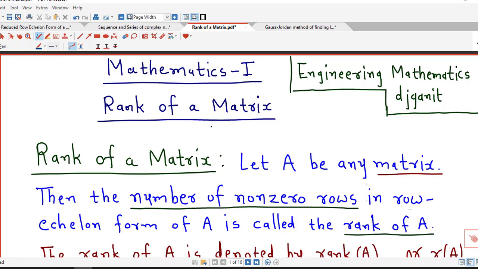In this lecture we are going to discuss the rank of a matrix. First we will define what the rank of a matrix is, and then we will see how to find the rank of the matrix using row echelon form.